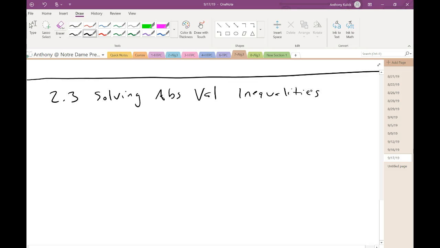So section 2.3 is about solving absolute value inequalities. I've abbreviated absolute value just as abs-val. Very much the same idea as the previous section, but because we're dealing with an inequality instead of an equation, there's a few modifications we need to make. But the overall process is going to feel rather familiar.